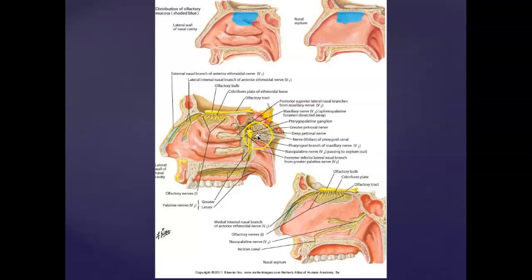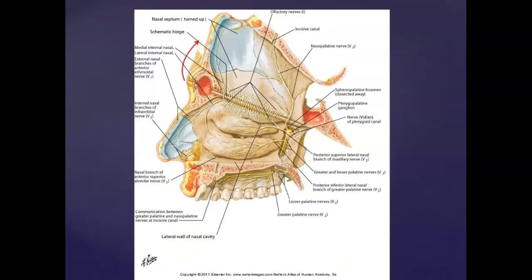And remember that there are, let's go to this one here. This one's maybe more familiar. We looked at this one last time. You've got the posterior superior and the inferior lateral branches that supply the concha right here off of that ganglia. And then you also have the greater and lesser palatine nerves coming down here.